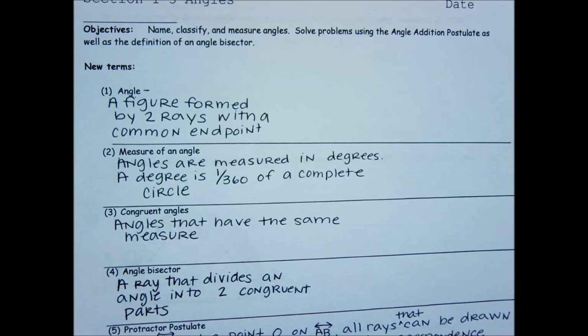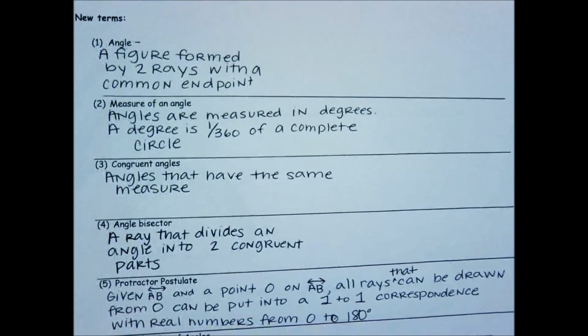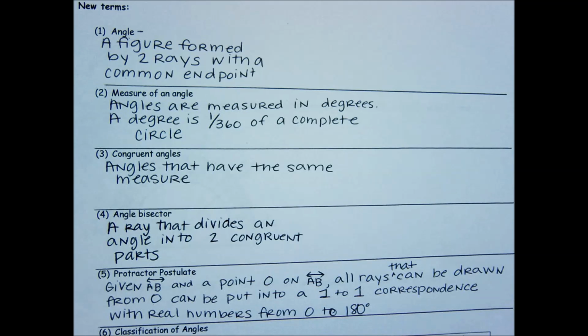Alright, so today's lesson is over angles. We're going to name, classify, and measure angles, solve problems using the angle addition postulate, as well as the definition of an angle bisector. So I want you to take a minute, pause the video, and write down these definitions on your sheet of paper, on your notes page.